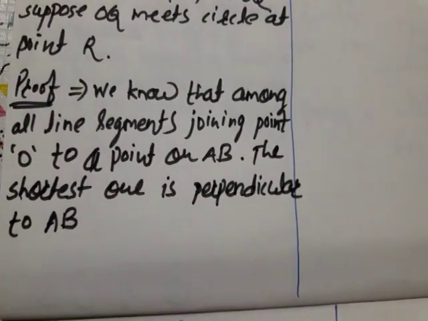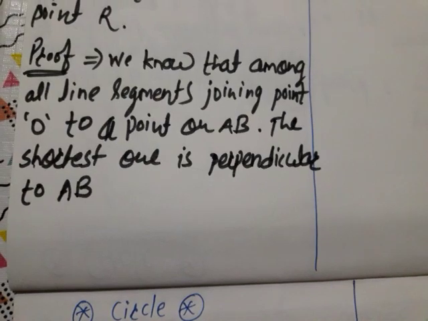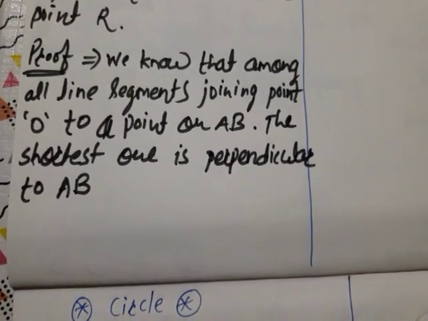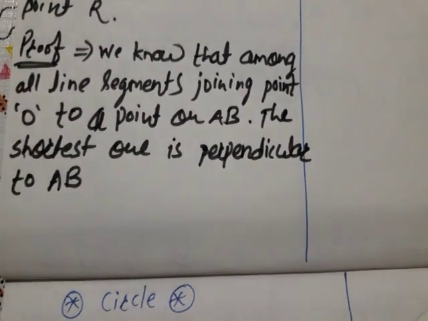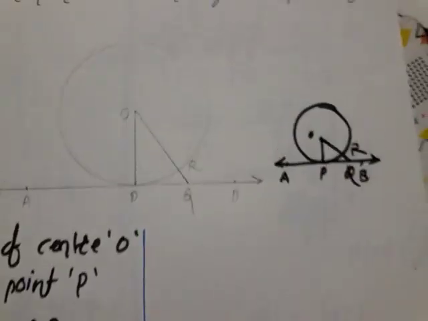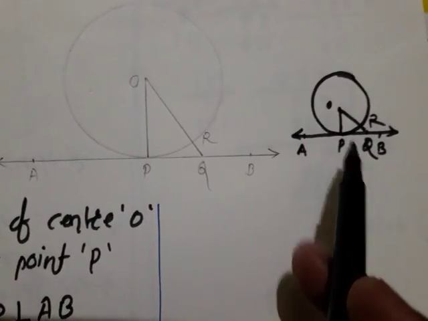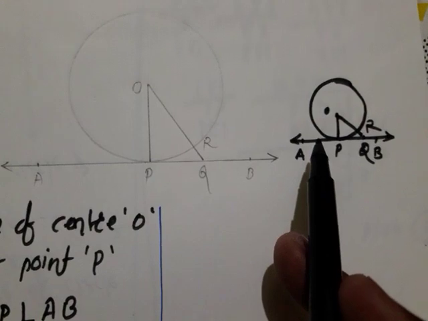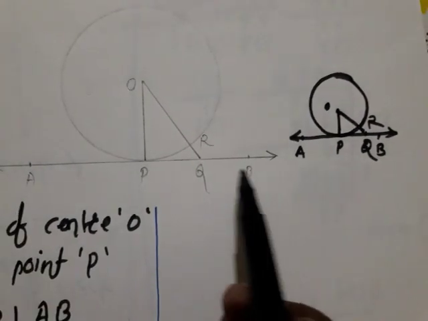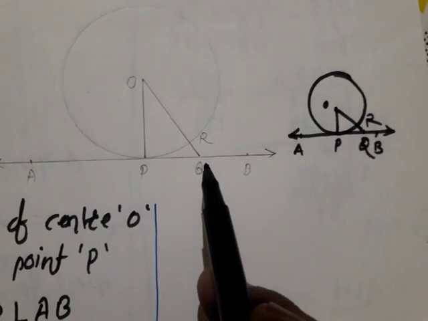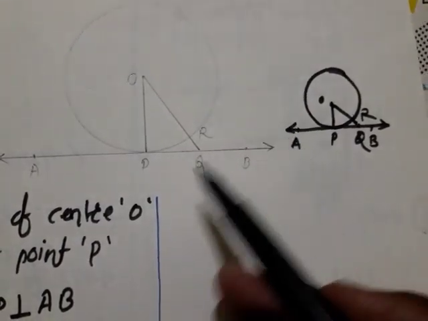Okay, this is the very important thing, and this maybe you will know about it. What is that statement? Look here, we know that among all line segments joining point O, यानी कि जो भी line segments point O को join हो रहे हैं, we know that among all line segments joining the point O to a point on AB, here P is there, Q is there, B is there, A is there. When we will join those, then we will get different types of segments.